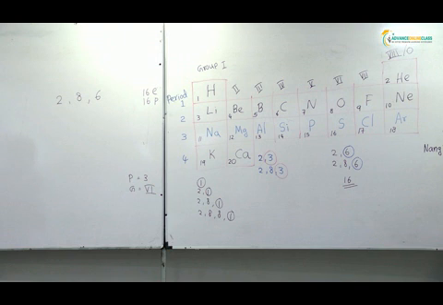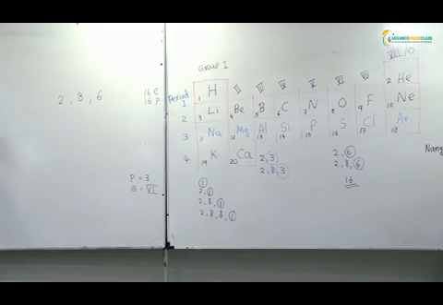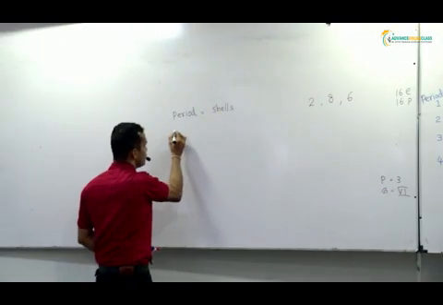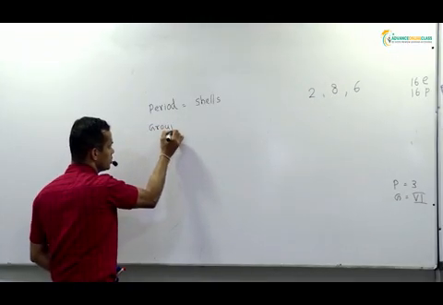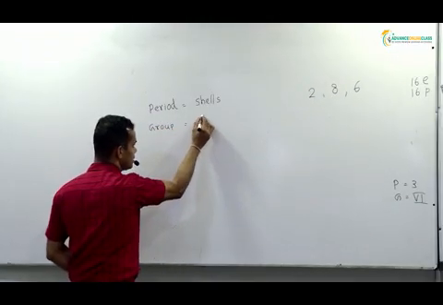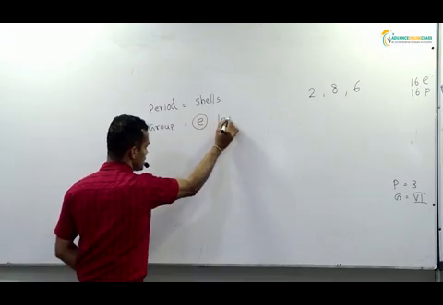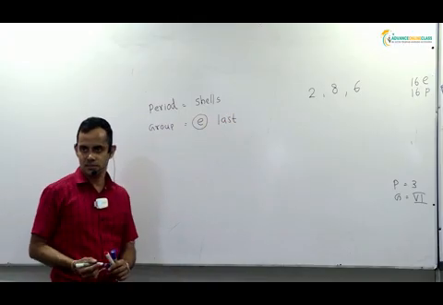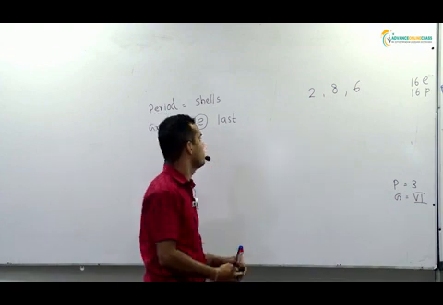Now we learn a better method to find the position directly, and for that you don't need BBC News or anything else. What's that method? Now you know I have given you a shortcut. Listen: period gives you what? How many shells are there. Group gives you how many electrons are there in the last shell. Yes or no? Yes.